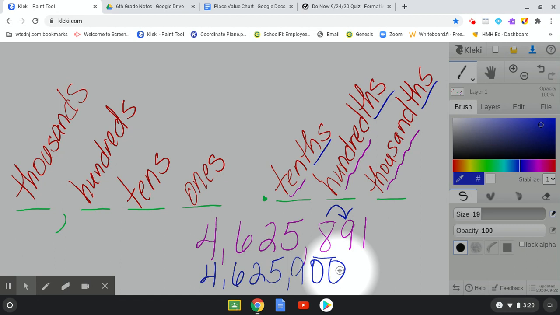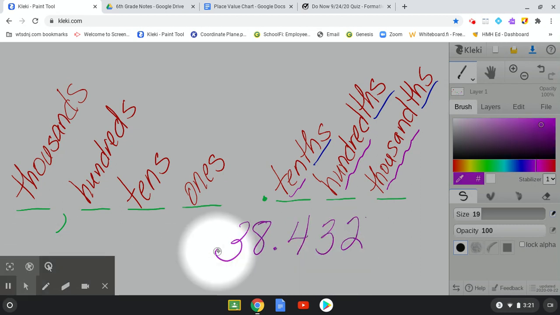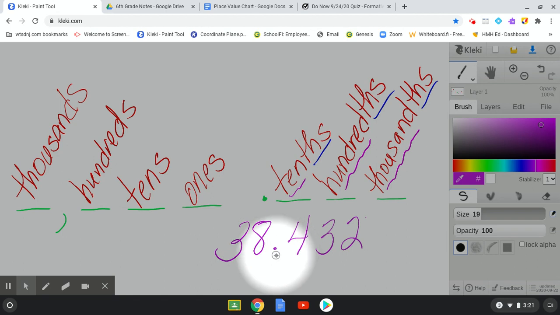4,625,900. Okay, let's try one with a decimal now. So here I have 38 and... Whenever I see a decimal point, I say the word "and." So 38 and 432, and whatever place value that 2 is in, that's the place value you state. This 2 is in the thousandths place. So again, I would read this number as 38 and 432 thousandths.